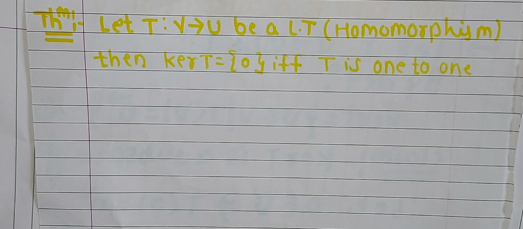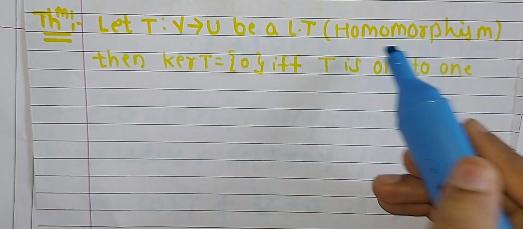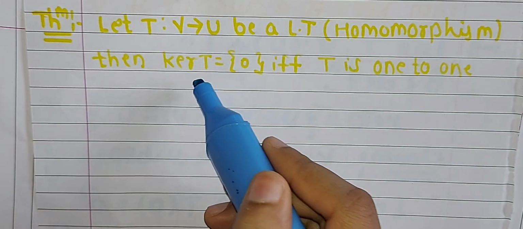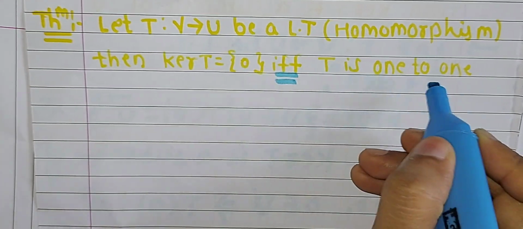Hi everyone, so in this lecture we will discuss a new theorem. That theorem is: let T from V to U be a linear transformation or a homomorphism, then kernel of T equal to singleton set 0 if and only if T is 1 to 1.